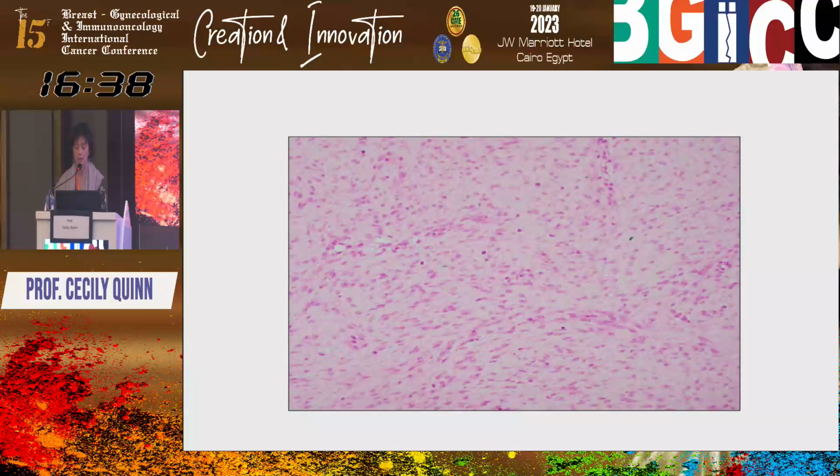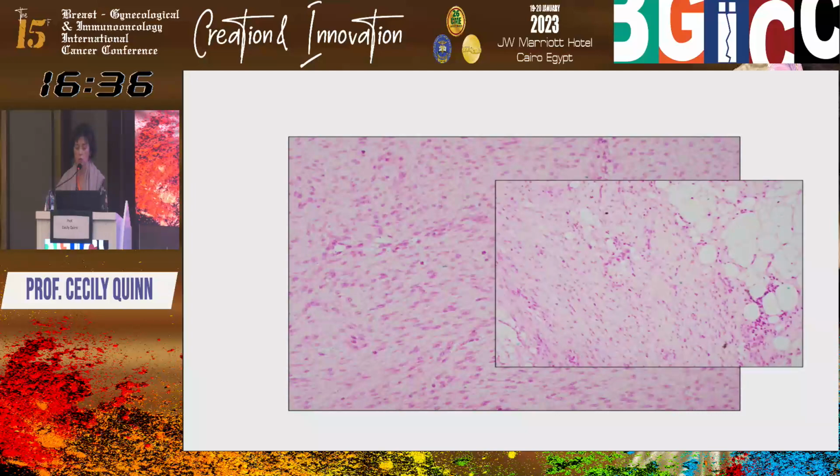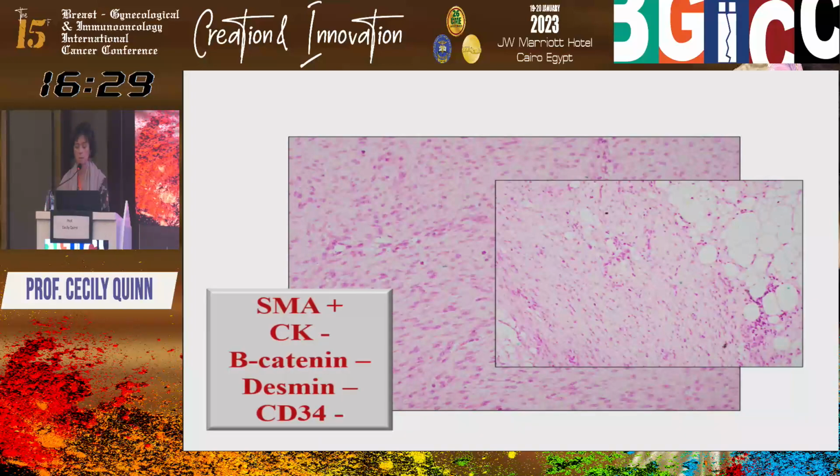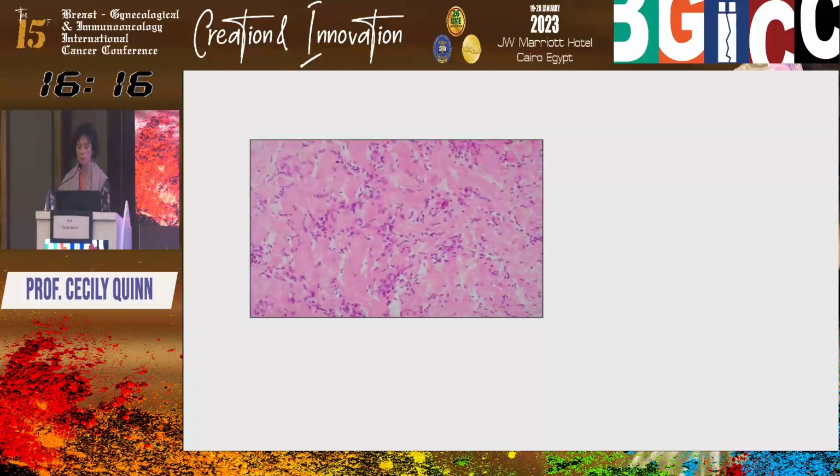Next one, again, we have a spindle cell lesion here. The cells are quite plump. I think it might be difficult to see with the light, but we do have fat necrosis here. This one is smooth muscle actin positive, and this is a scar. And very often these turn up, particularly in patients who've had a surgical excision many years ago, and they come back often as calcification in their follow-up mammograms.